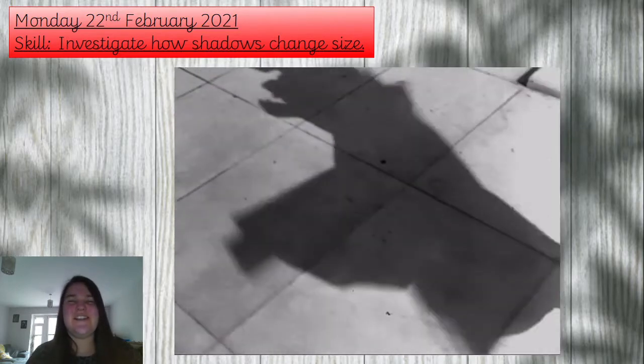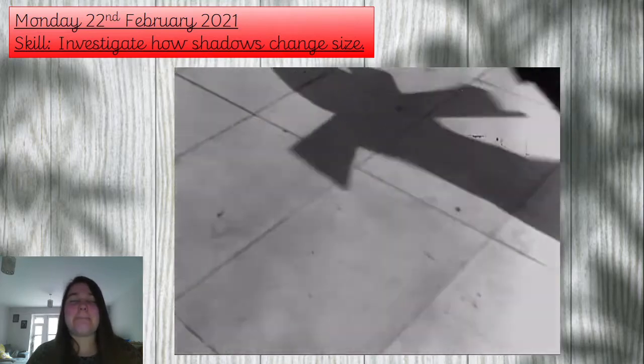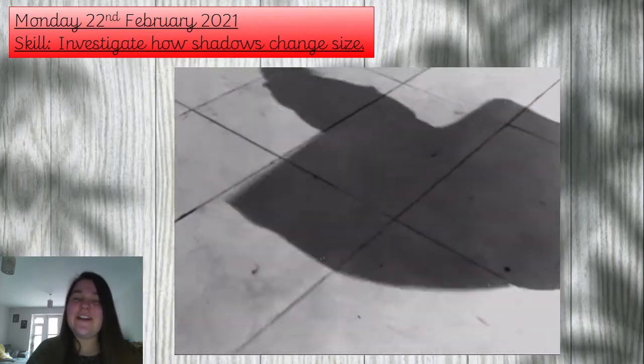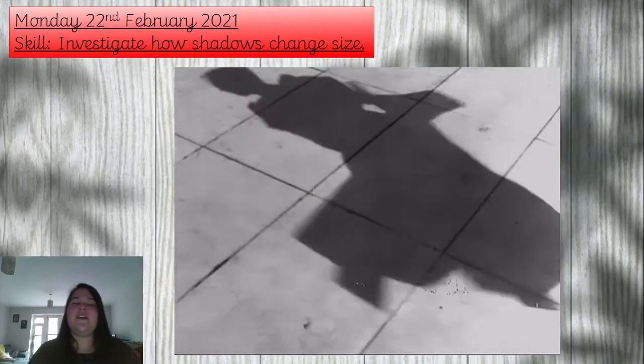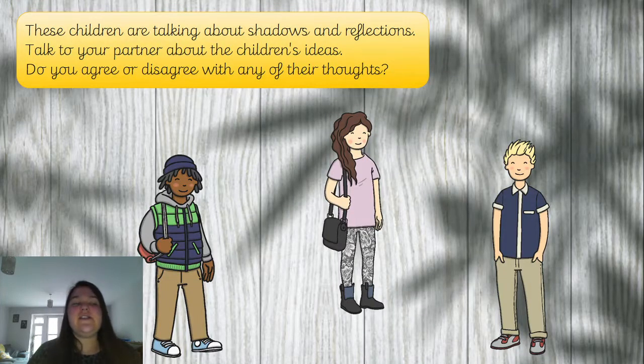How exciting! Today we're just going to finish off our light and dark topic in science, and we're going to be looking at shadows, and we're going to do an investigation about how shadows change size. So, these children are talking about shadows and reflections. Can you talk to the person at home or your partner in school about the children's ideas? Do you agree or do you disagree with any of their thoughts?